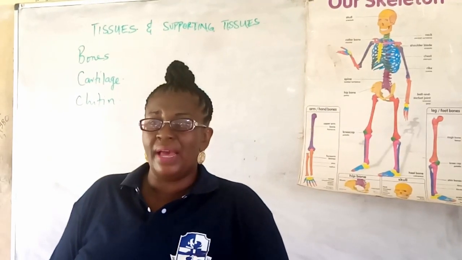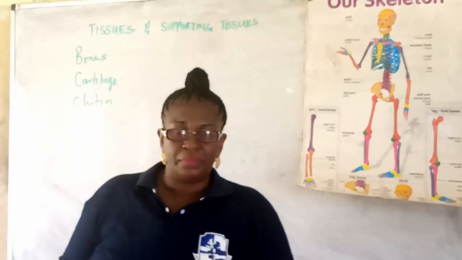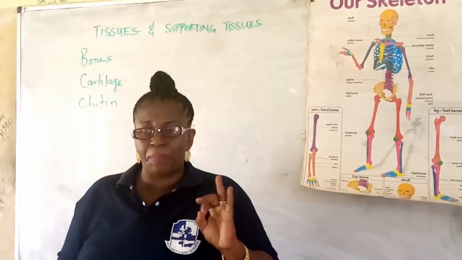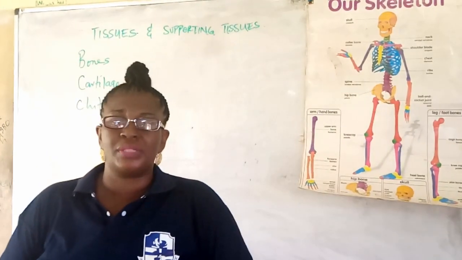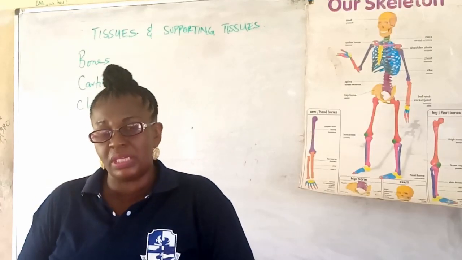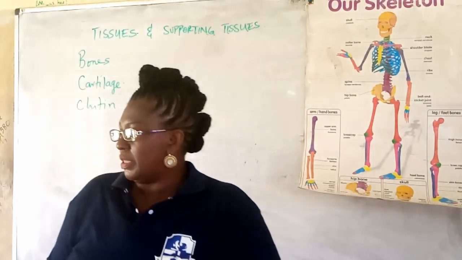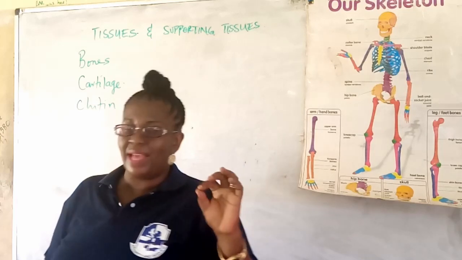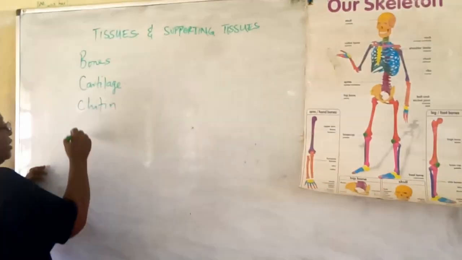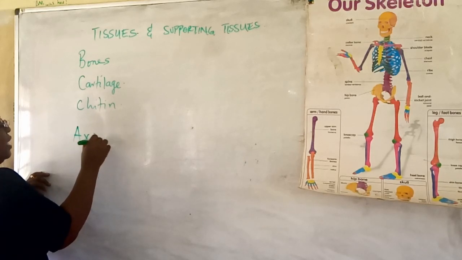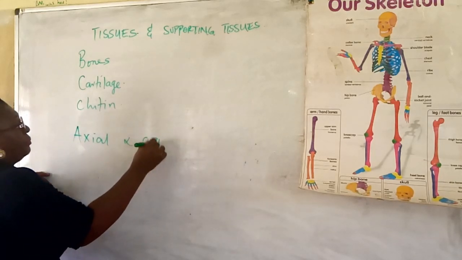In man, we have a framework divided into two parts. The skeleton is an endoskeleton, that is, within the body, and it's made up of two parts. You have the axial skeleton and you have the appendicular skeleton. Axial and appendicular.